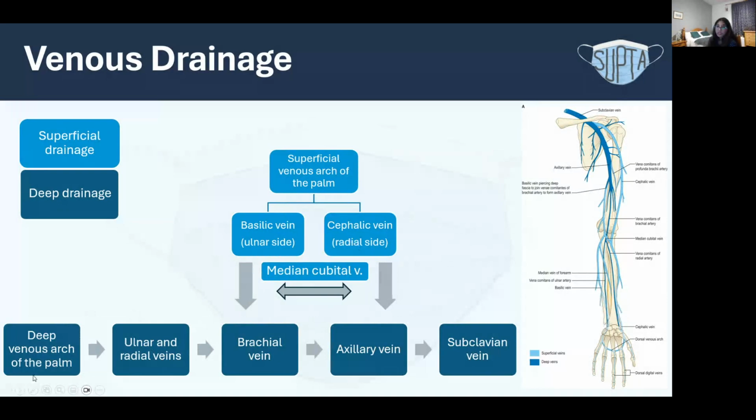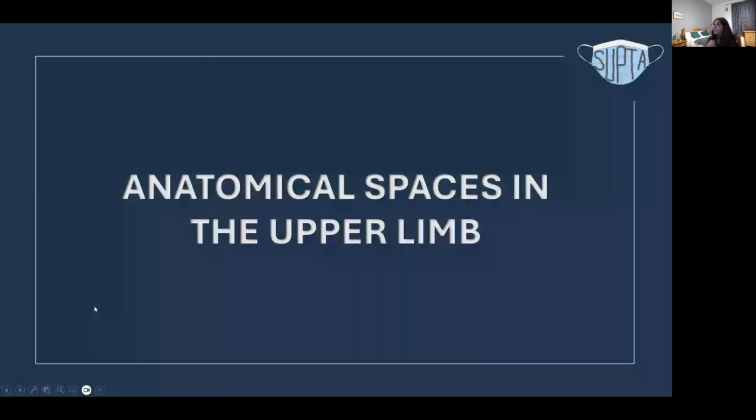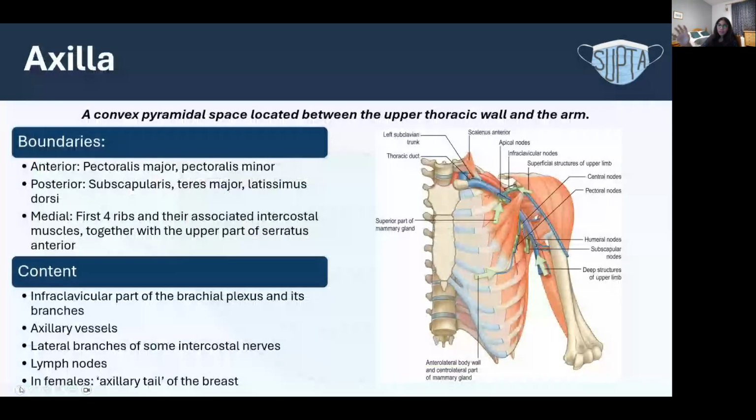Okay, so moving on to our final part. Quickly, we're just going to cover a few anatomical spaces in the upper limb. An anatomical space is basically a space created in the upper limb, and its boundaries are usually muscles or important structures or nerves or bones. And the relevance of these spaces is the content. So first we talk about our axilla, which is essentially our armpit region. The boundaries of it are pec major, pec minor, posteriorly subscapularis, teres major, lats, and the ribs and their intercostal muscles essentially form the medial boundary.